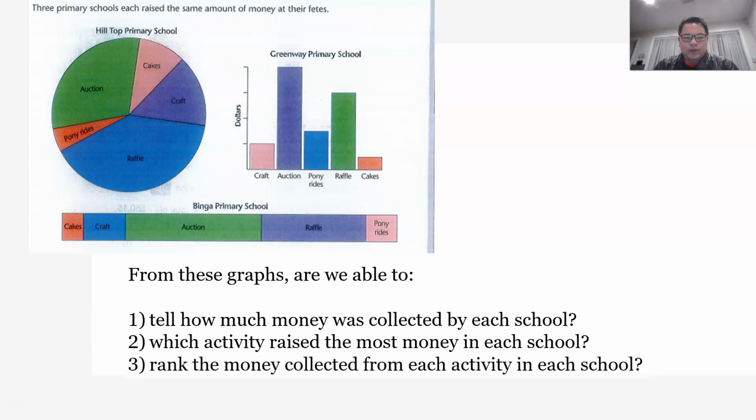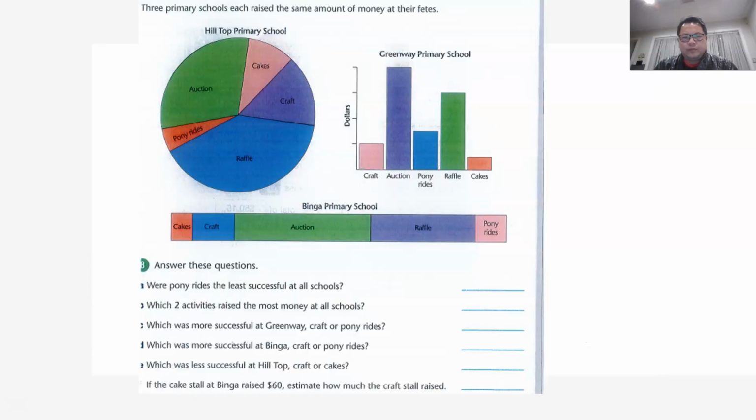Right? Then are we able to also rank the money collected from each of the activities in each school? So by looking at each school, are we able to rank those activities in terms of the money collected, let's say from the highest to the lowest? Are we able to do that too for each of the charts? Okay, good. So with this information, you need to answer the questions. Do read the question carefully because the demands are quite different from question to question.